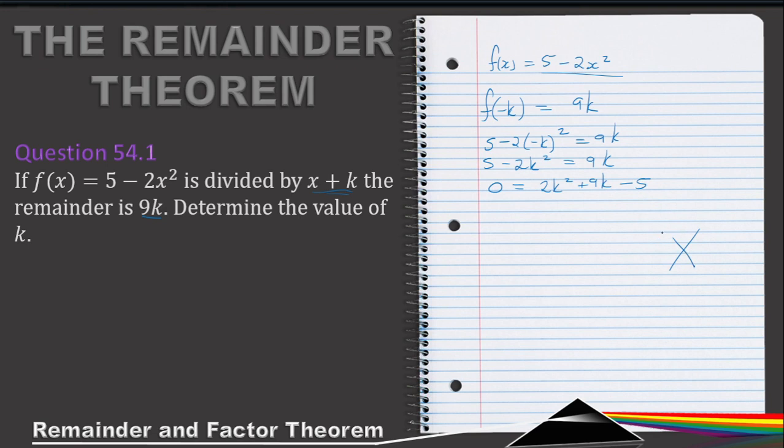We know how to factorize trinomials, 1 and 2, 1 and 5, to get 9. I'm going to say 2 times 5 is 10, and 1 times 1 is 1. So to get plus 9, I'm going to say plus 10 minus 1. So minus and plus. And then we have the following, (2k minus 1)(k plus 5) equals 0. So k is equal to a half, or k is equal to minus 5.